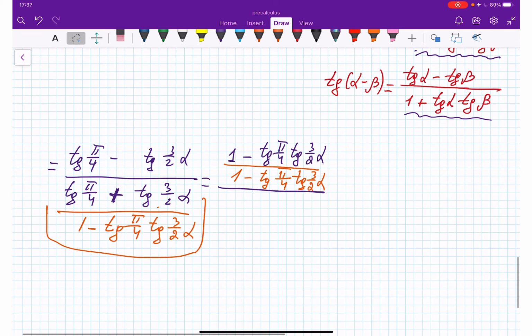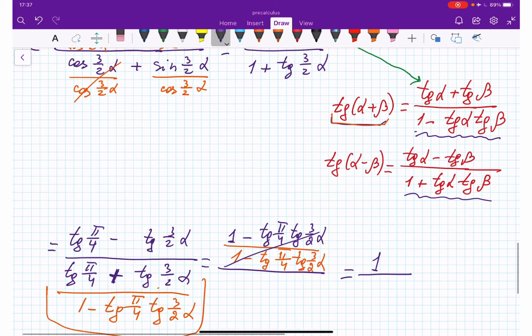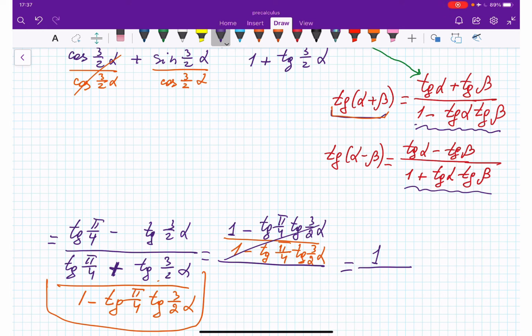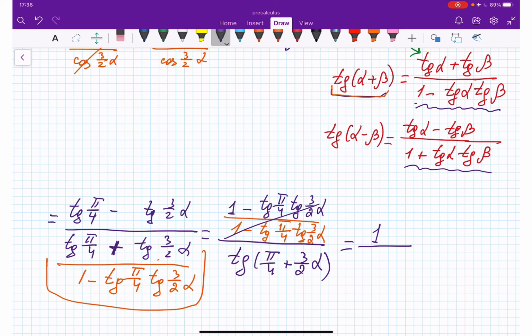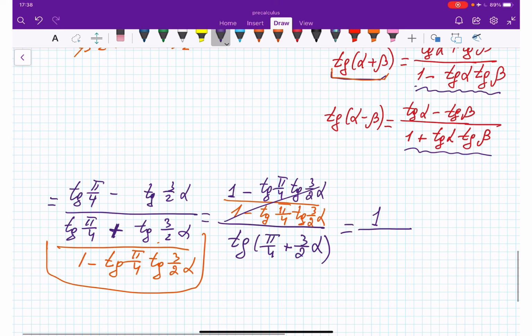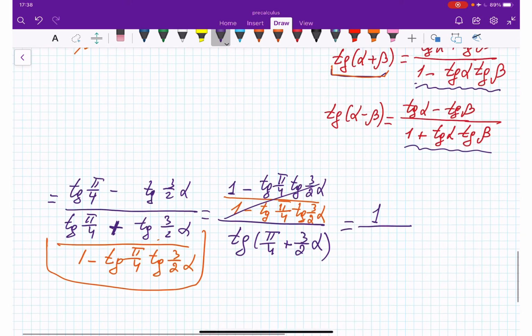There we go. So, and what do we get? With big pleasure, I'm going to cancel this, and I'm getting 1. This is my long time waited 1 I was looking for. And here I'm getting a tangent alpha plus beta, which is going to be tangent pi over 4 plus 3 over 2 alpha. Yes? Okay. Now, how much is the period of tangent? Pi, right? So after every single period, pi, I'm going to get the same value for tangent, right? Like pi over 4. Yes?